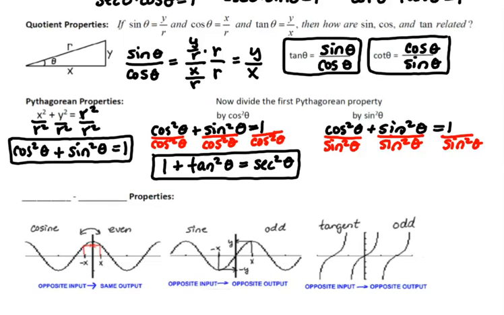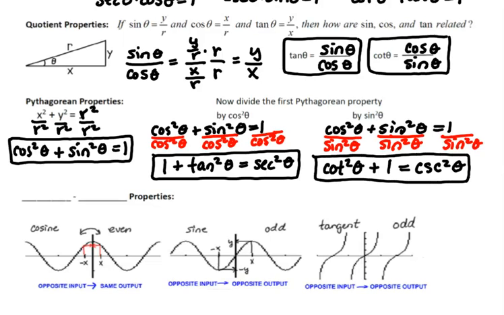Once again, using the quotient property, the first term would end up being cotangent squared of theta. The second term is 1, and the third term is 1 over sine squared, which would be the same as cosecant squared of theta. So this is the third of the Pythagorean properties.